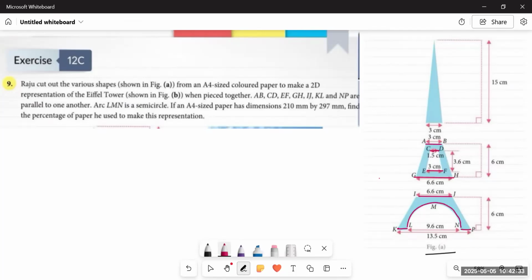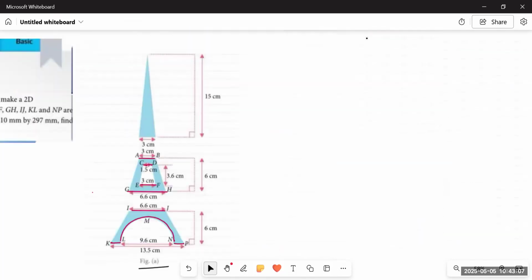So in this one, what do we have to do? We have to find the area of a semicircle, half of the circle, which is half multiplied by pi r square. If an A4 sized paper has dimensions 210 millimeters by 297 millimeters, find the percentage of paper he used to make this representation. For this, we have to find the area of all these shapes. If we look at shape 1, we have a 3 centimeter by 15 centimeter triangle. First, we are going to find the area of this triangle.